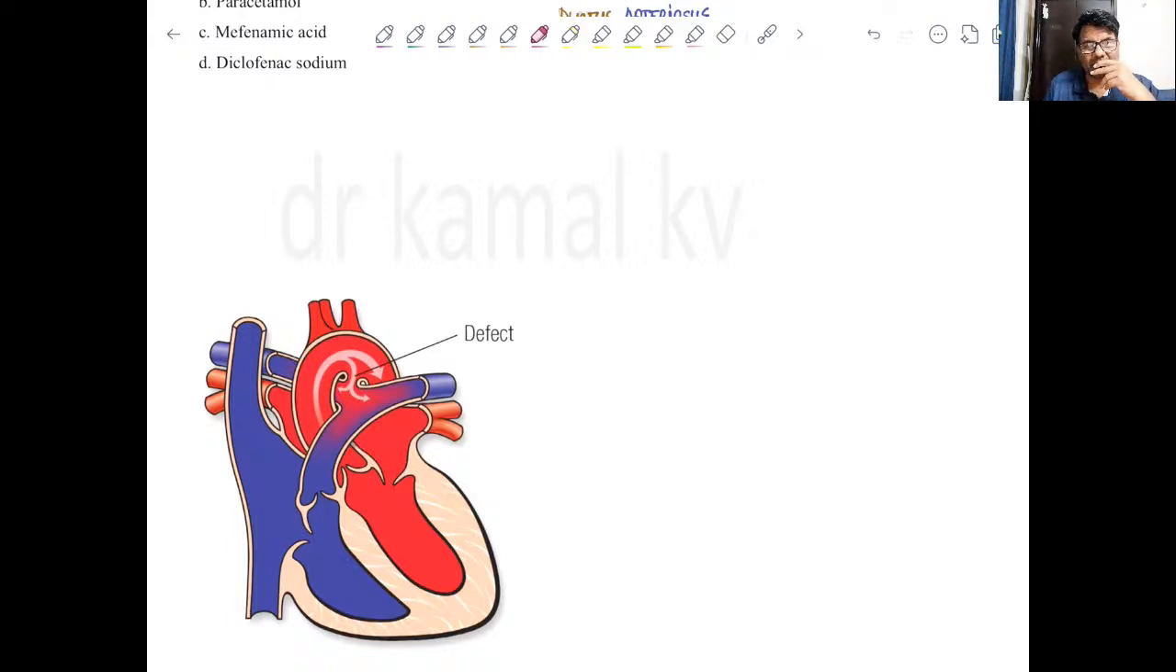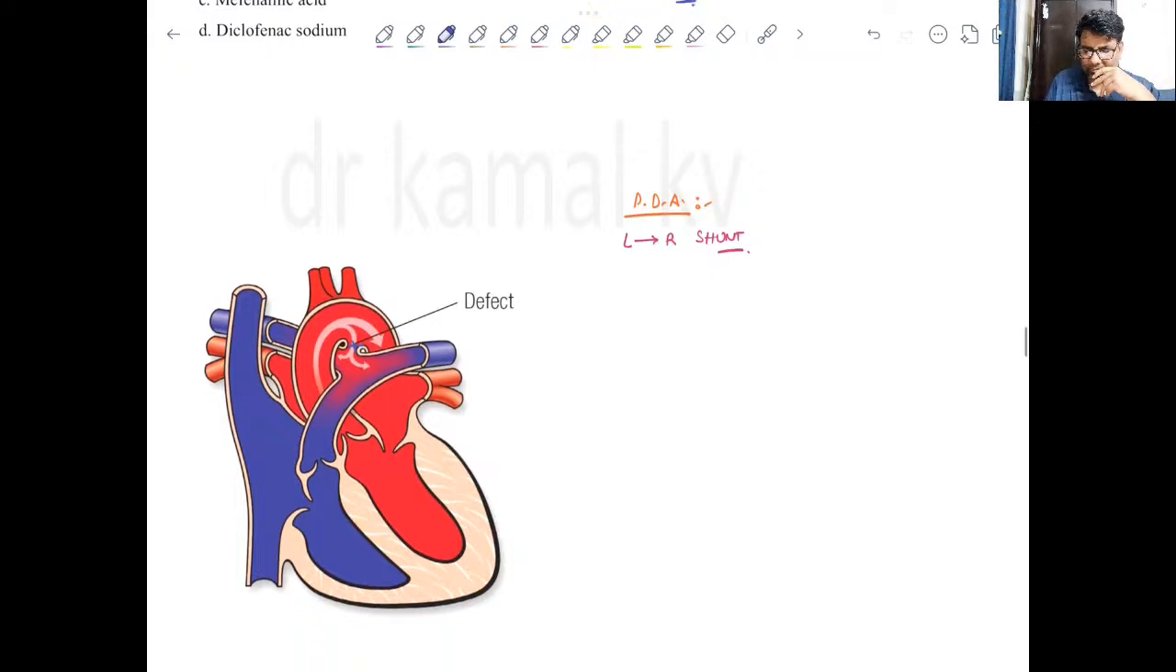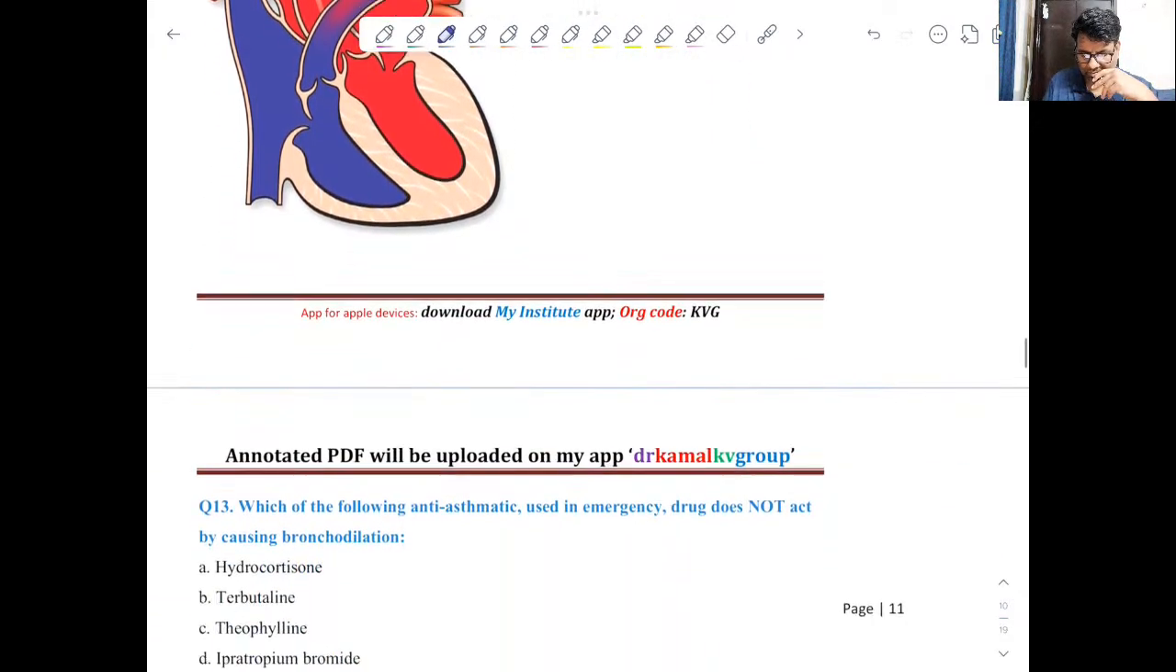But in certain circumstances, that shunt remains open. Since the aorta is a high pressure zone, the blood will flow from the aorta into the pulmonary trunk. So this is a kind of left to right shunt, right? So patent ductus arteriosus is a left to right shunt initially, clear, and we need to close it at the earliest, otherwise that will act as a shunt. So we need to give indomethacin.